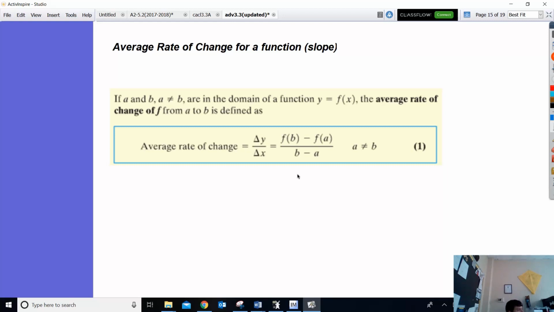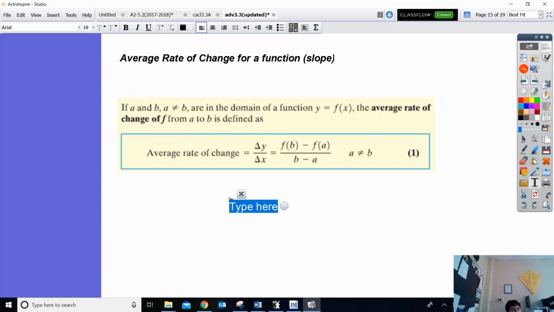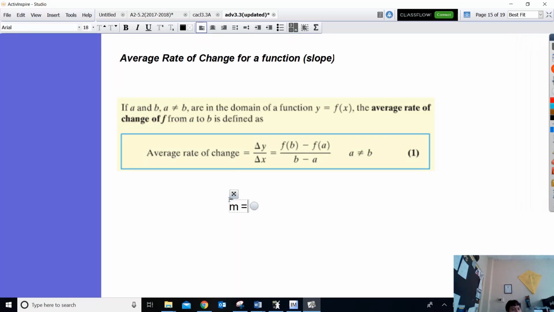So don't be intimidated by it. You don't even have to use that formula. If you know it's slope, that's what you use. What's the formula for slope that you've been learning since 7th grade? There we go. y2 minus y1 sitting over x2 minus x1.